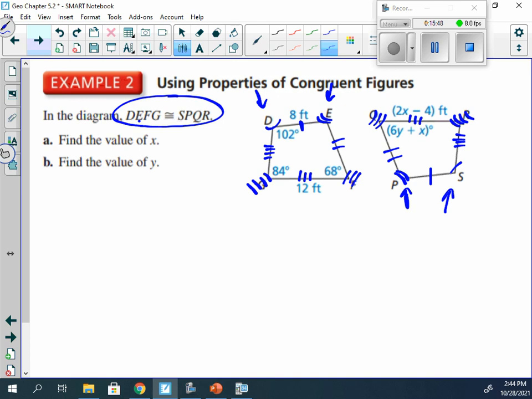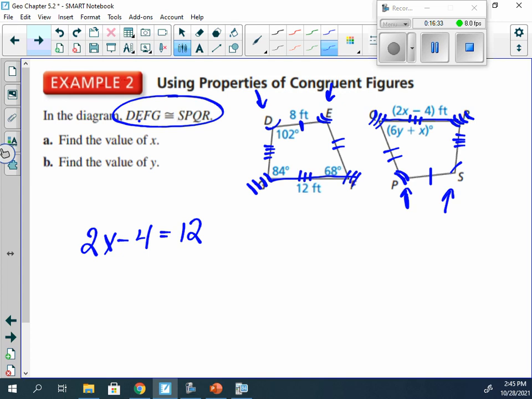So what we're doing here is because we want to find the value of x and y. Now, we do have two equations here. One of them is 2x minus 4, and it is a side length. What side length does this match up with in the other figure? 12 feet, yes? We know those two line segments are congruent because they're corresponding, yes? So we'll solve it here in a second. But 2x minus 4 and 12 have the same length, so we can set them equal to each other.